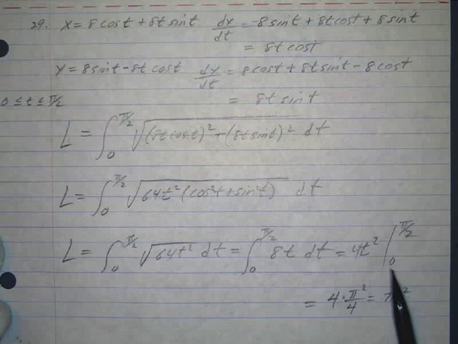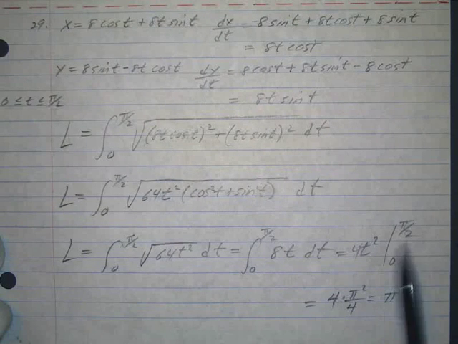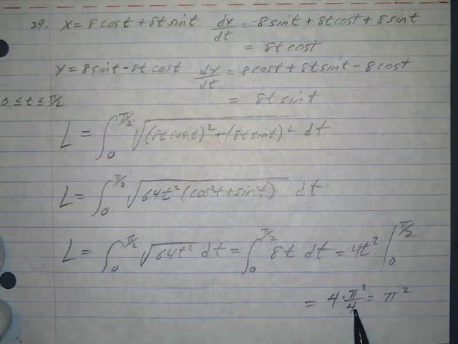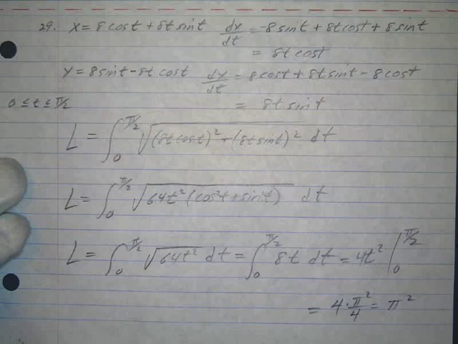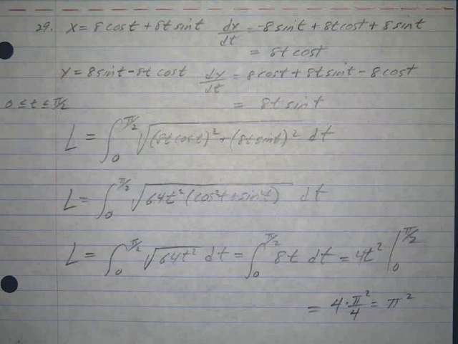And the 0 just zeroes out, so I just put pi over 2 in for t. So we have 4 times pi squared over 2 squared, which is 4, so it just becomes pi squared. So that worked out pretty nice. Those both worked out very nicely, very easy. Okay.